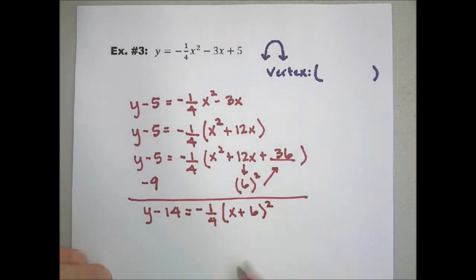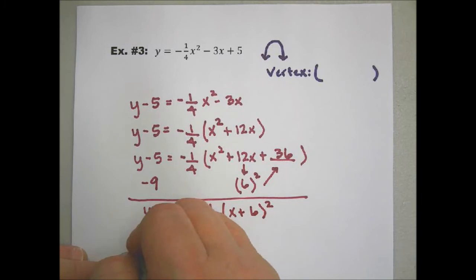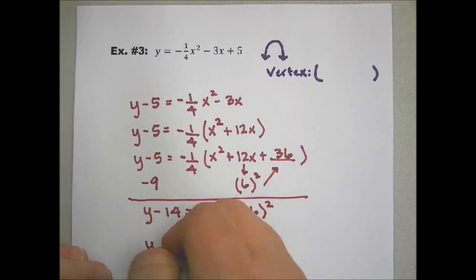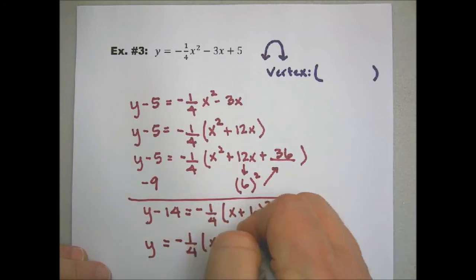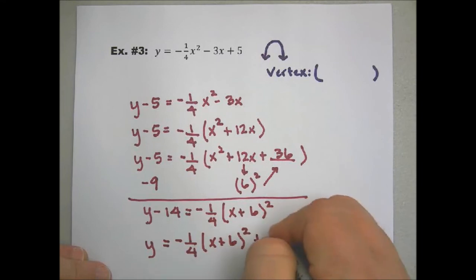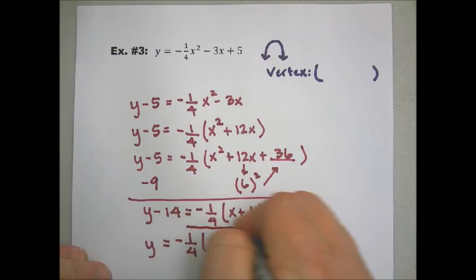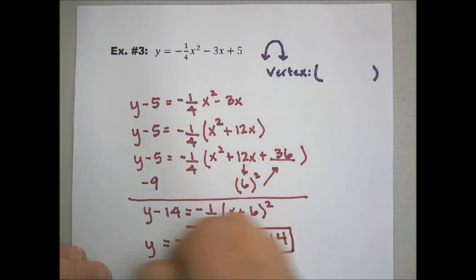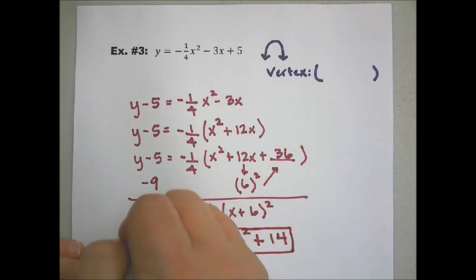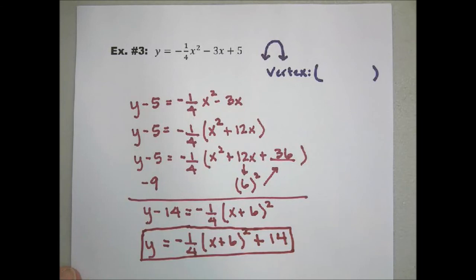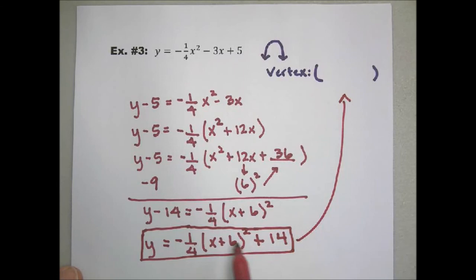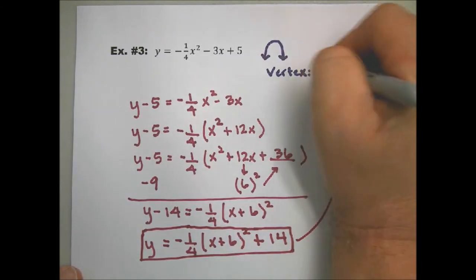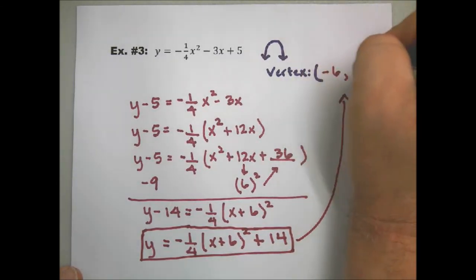And my last step is move the 14 over to the other side, and I'm going to have y equals negative 1/4 x plus 6 squared plus 14. And that's going to be my final equation in descriptive form. So what that's going to show me is my vertex, which is at negative 6, 14.